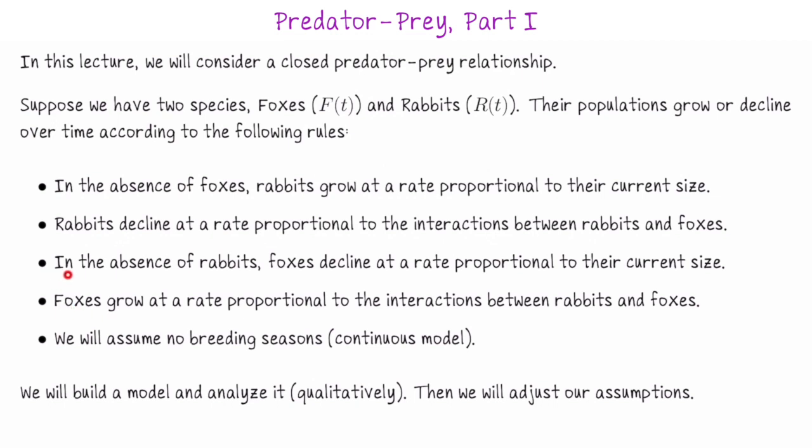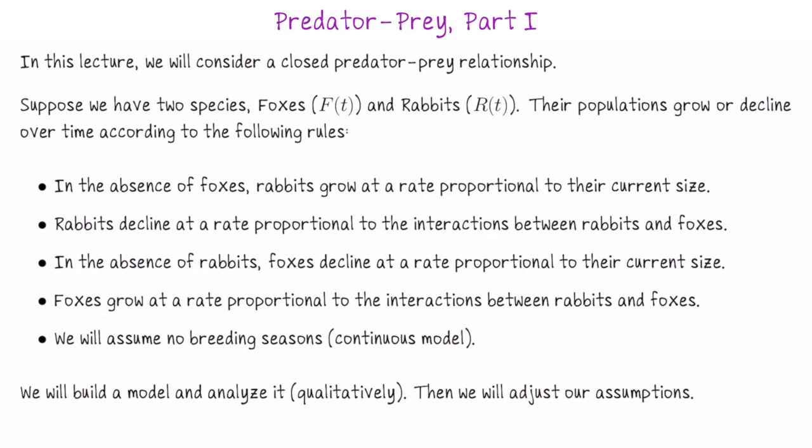Similarly, for the foxes, if there are no rabbits, then the fox population will decline at a rate proportional to their current size. So we'll get some sort of decay. However, with rabbits in the environment, the foxes will grow at a rate proportional to the interactions that take place between the two species. So with both rabbits and foxes present in this ecosystem, the number of interactions they have will decrease the rabbit population but increase the fox population.